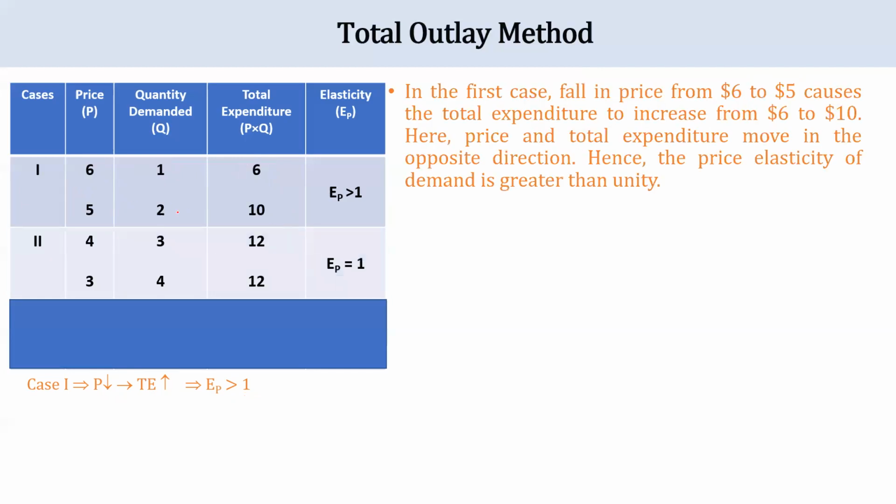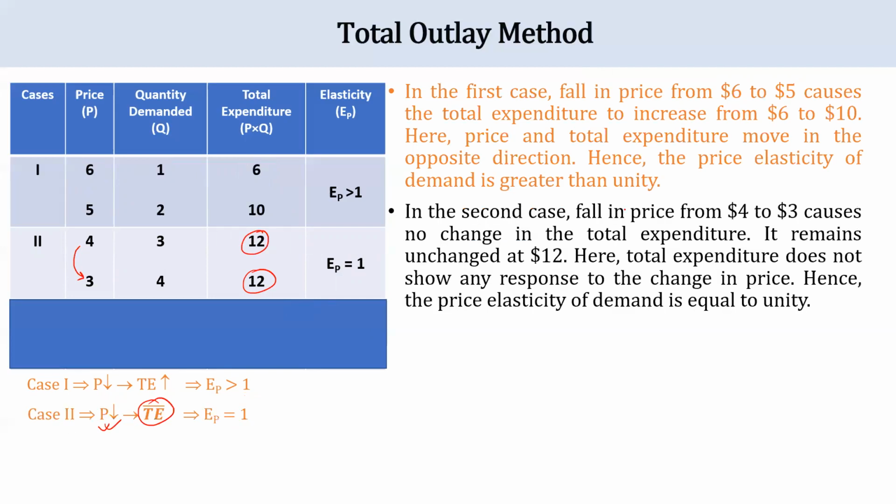The second case is, with the fall in price from $4 to $3, total expenditure remains constant. There's no change in total expenditure with the fall in price. And this is the case of EP equals 1. Let's write this case. The second case, fall in price from $4 to $3 causes no change in total expenditure, and it remains constant at $12. The total expenditure does not show any response to the change in price. So this is the case of EP equals 1.